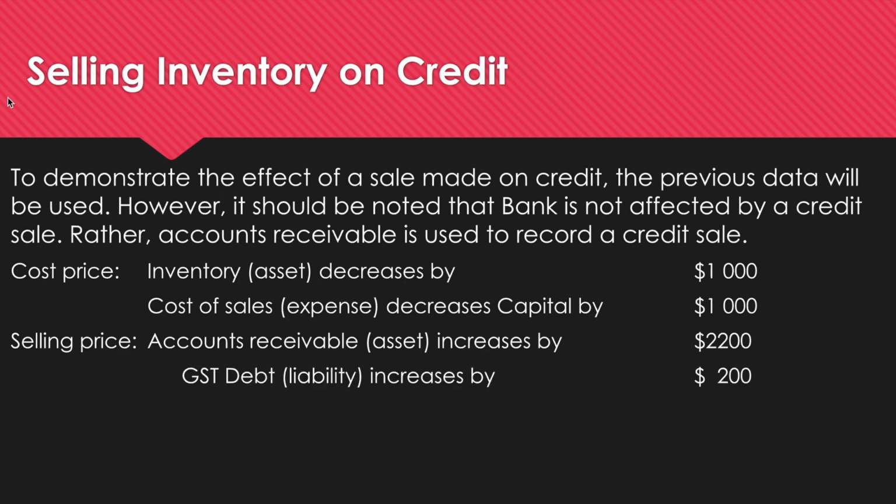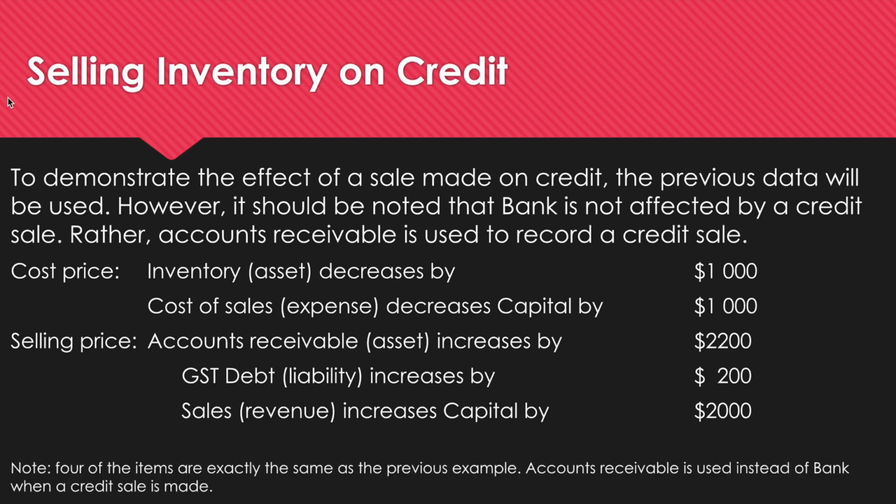GST debt, of course, when you include GST, that's an additional effect. So GST debt is a liability because like the types of GST you get, you still owe it to the ATO in a form of tax. So this increases by 200. And of course, sales, which is a revenue, increases capital by 2,000.